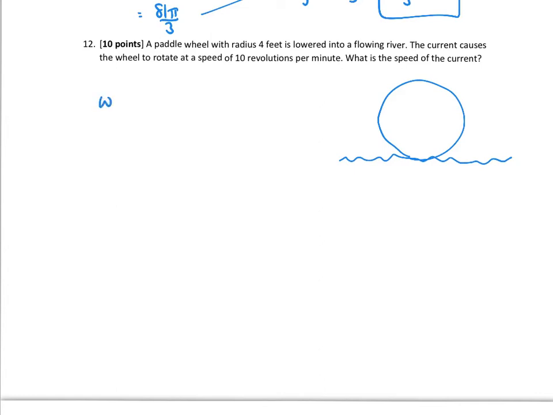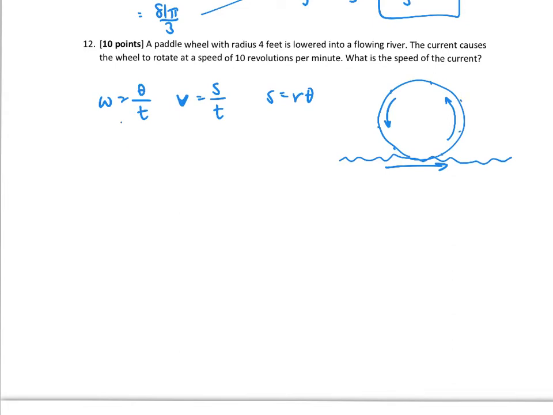We have that the angular speed, omega, is the angle that gets rotated divided by time. So that could be represented by revolutions per minute, but also degrees per minute or radians per minute. Our linear speed, which we represent with v, is the distance divided by the time. And then the relationship between s and theta is that s is the radius times the theta. So essentially, we're being given omega, and we're being asked for v, because we're being told that this wheel is spinning at a rate of 10 revolutions per minute, and the actual speed of the current is just going to be the speed at which a point around the edge of the wheel spins around.